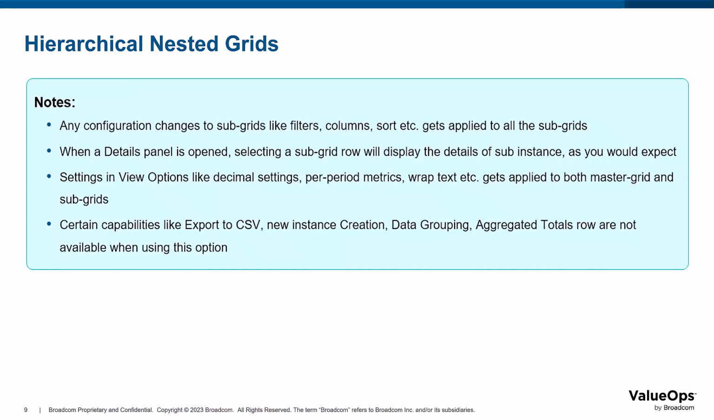Now, let's review some important notes in regards to the nested grids. Any configuration changes to subgrids like filters, columns, sort, etc. get applied to all subgrids and are saved to the view. When a detail panel is opened, selecting a subgrid row will display the details of the subinstance as you would expect. Settings in view options like decimal settings, per period metrics, wrap text, etc. get applied to both master grid and subgrids. Certain capabilities like export to CSV, new instance creation, data grouping, aggregated totals row are not available when using this option.